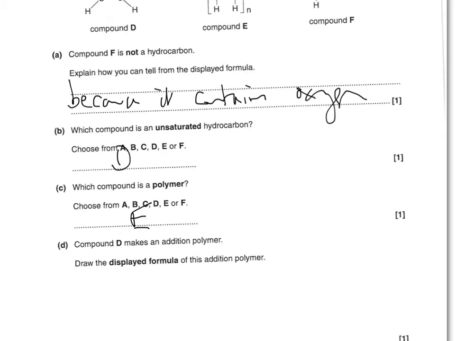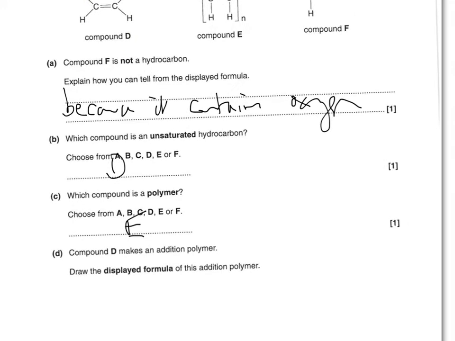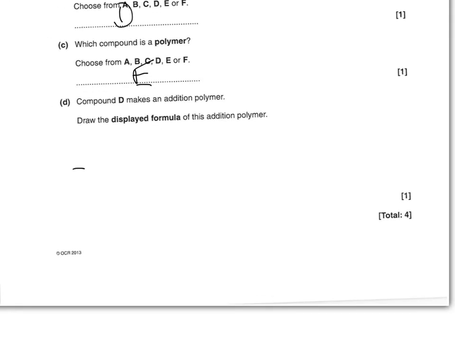And then compound E makes an addition polymer. Draw the displayed formula of this addition polymer. So there's compound D. So I'll just draw that at the bottom just so I can then draw the polymer.